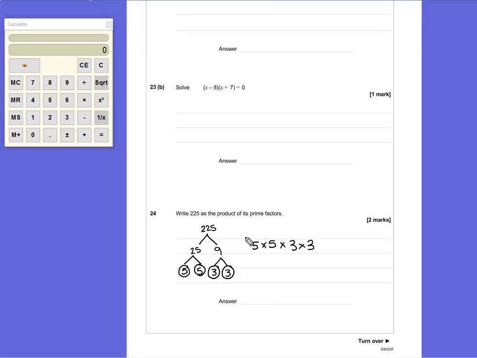It's often best to simplify this using index notation. So instead of 5 times 5, we have 5 squared. This is multiplied by 2 3's, which is 3 to the power of 2. So our final answer in the product of prime factors is 5 squared multiplied by 3 squared.